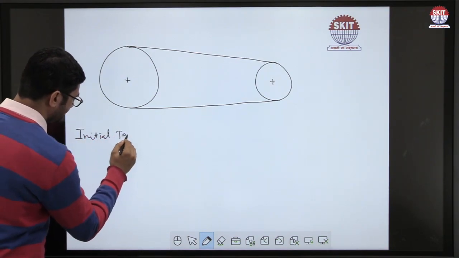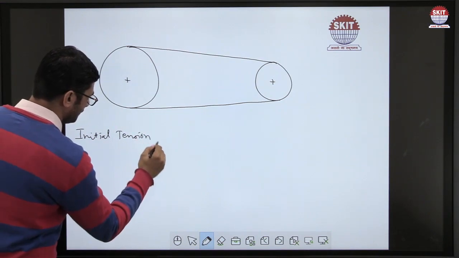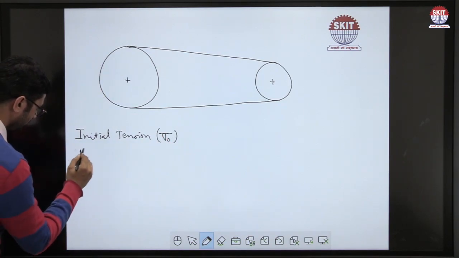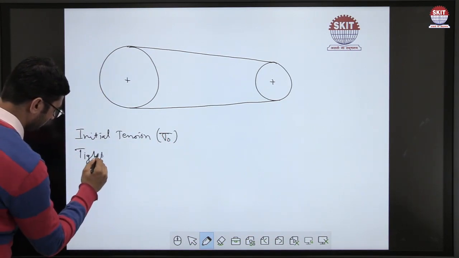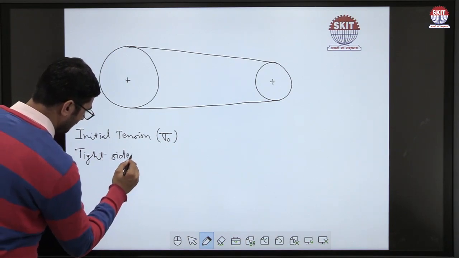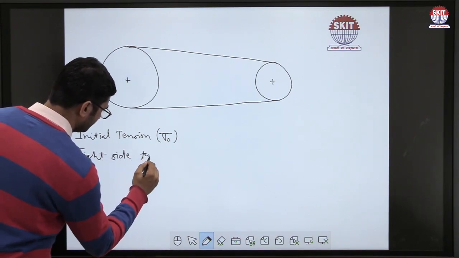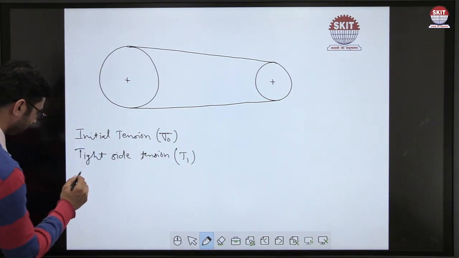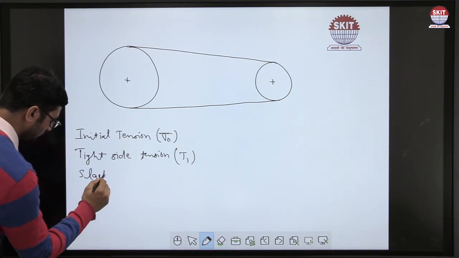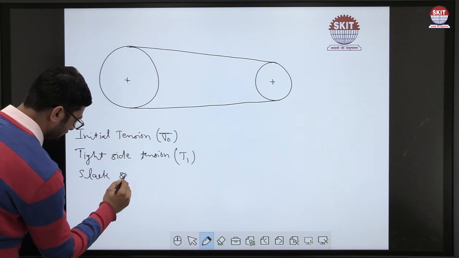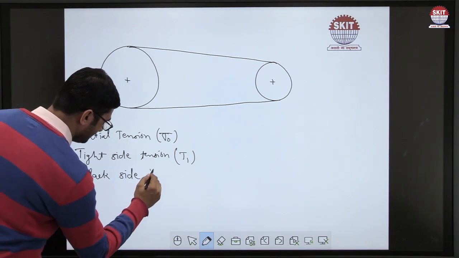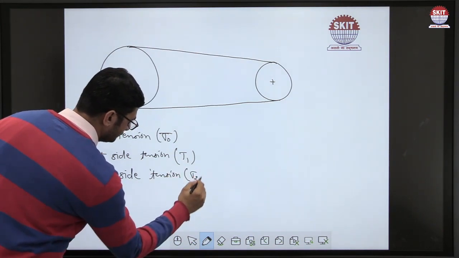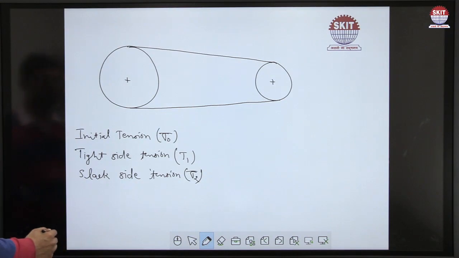Initial tension is denoted by T naught. Tight side tension is T1. Slack side tension is T2.